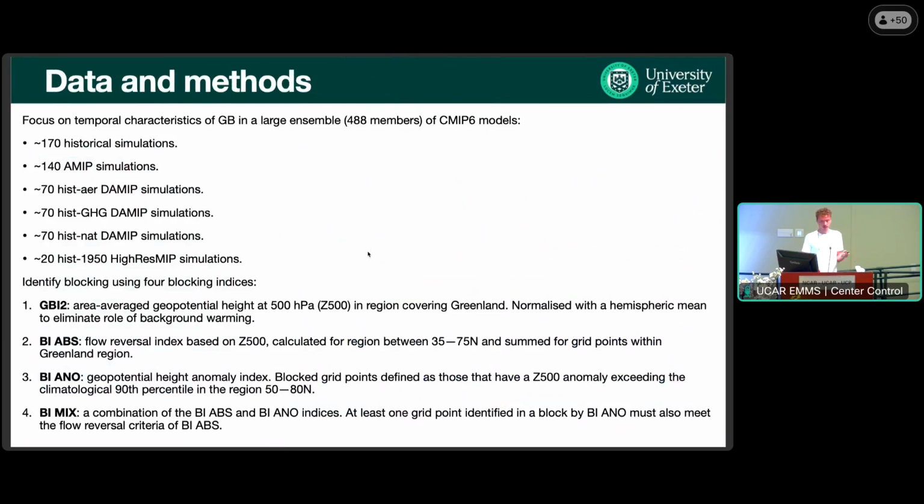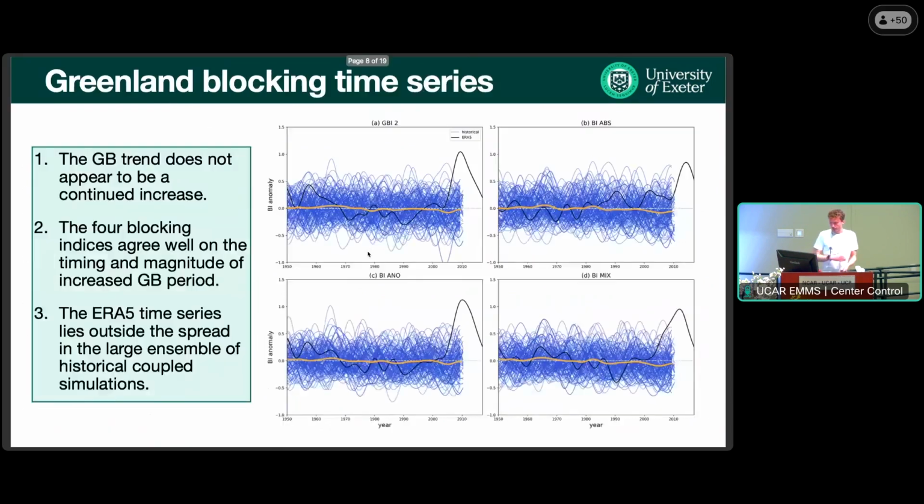And then we identify blocking in 4 ways. Don't have time to go into details, but they're all based on Z500, as this is commonly output from climate models. If you want more details about the indices, I'm happy to answer. So then the first result, this plot is again showing time series of blocking over Greenland in 4 different indices, in ERA5 in black and the coupled models in blue.